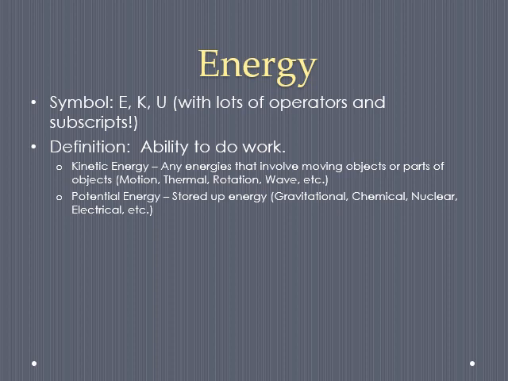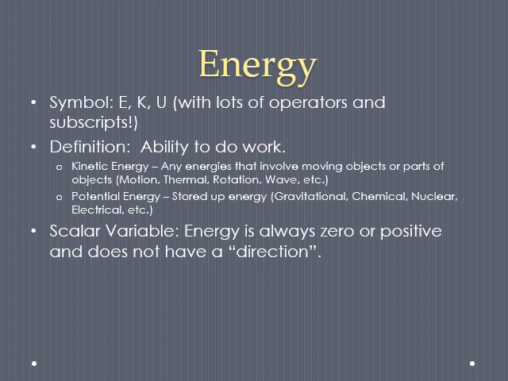So our kinetic energies are any energies that involve moving objects or parts of moving objects. So obviously the standard one is motion kinetic energy, which is just the whole object is moving. In thermal energy, which we'll cover a lot in this class, you have moving particles within the object. Rotation kinetic energy involves spinning objects, waves are oscillating objects, etc. Potential energies, on the other hand, are energies that store up that ability to do work. Gravitational is one type of potential energy, but there's lots of other types, including chemical energy, nuclear energy, electrical energy, and others.